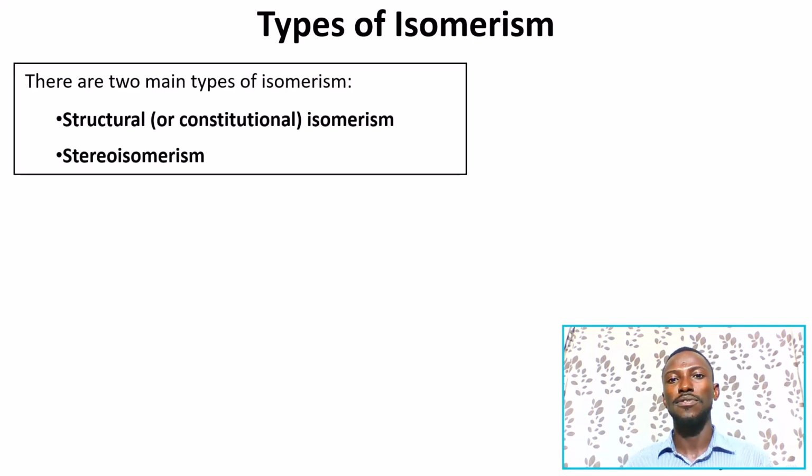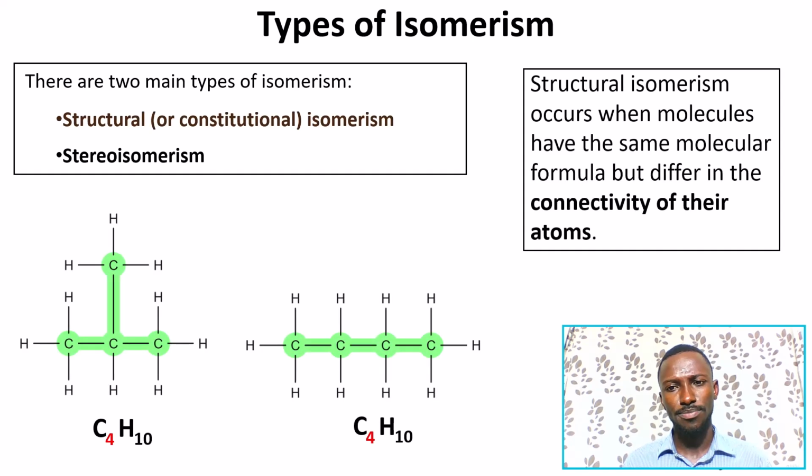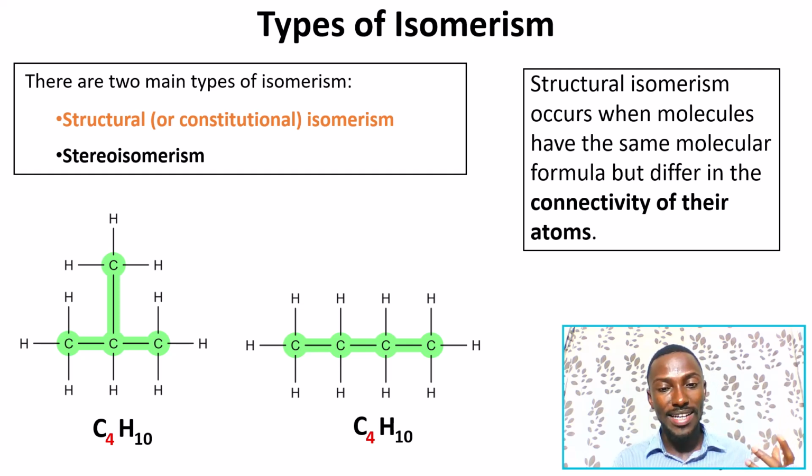Good. Now let's discuss the types of isomerism that exist. What are the types? We have structural isomerism and stereoisomerism. The structural isomerism, also known as constitutional isomerism. What exactly is it? For structural isomerism, compounds have the same molecular formula, but they differ in the connectivity of their atoms, how the atoms are connected. So the example we discussed on the first slide also falls under the structural or constitutional isomerism. So the example we have, C4H10, these are structural isomers because of the difference in connectivity of their atoms.